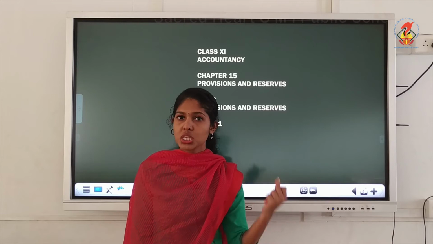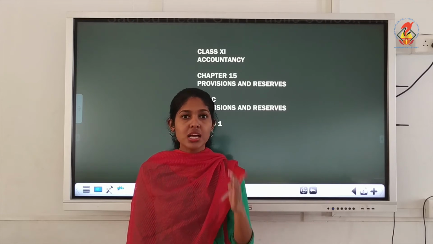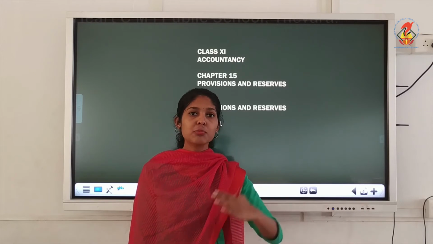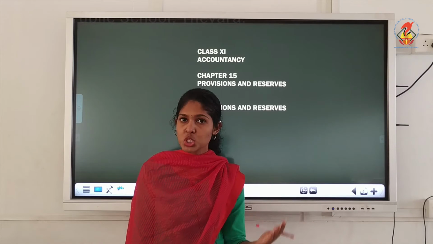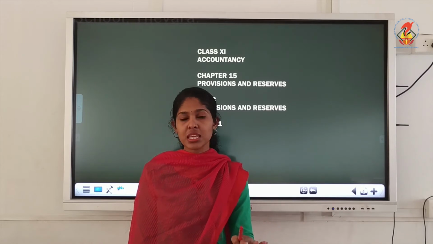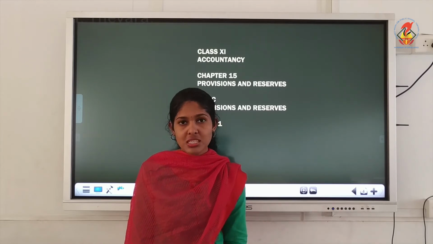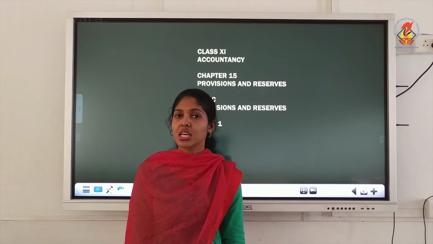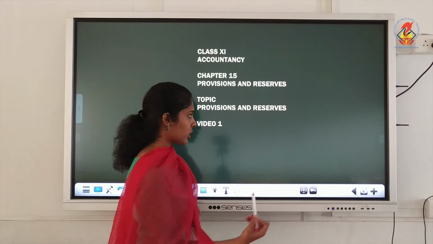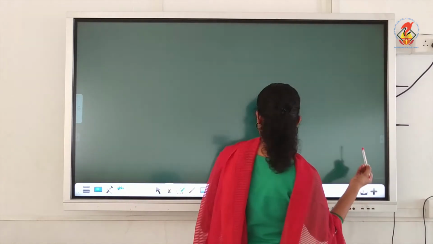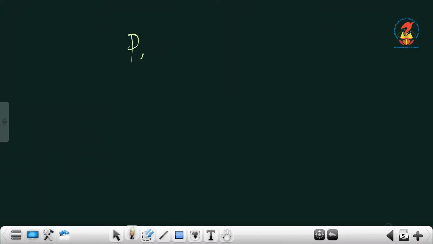So, provision and reserves are such future contingencies. Actually, we are keeping aside some amount for future needs. That is the basic meaning of provision and reserves, and we have to consider this since we are following this going concern concept. So, the first heading you can write is the meaning you need to learn for provision and reserve. Only that you need to learn actually from this chapter.